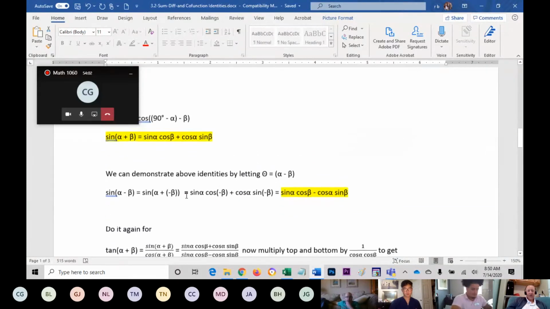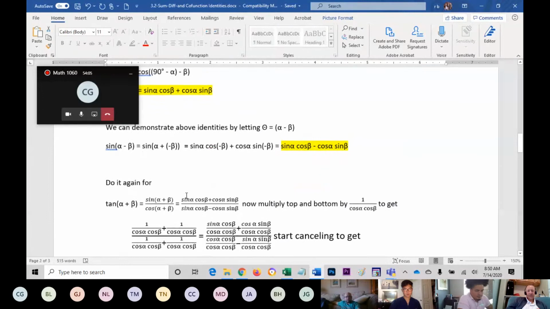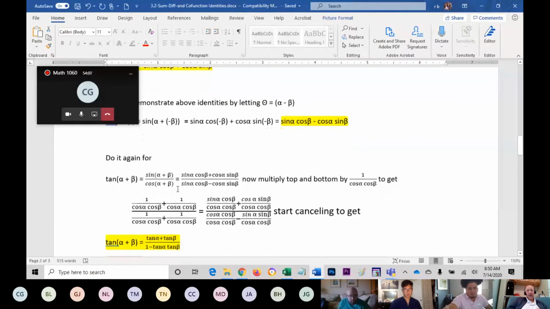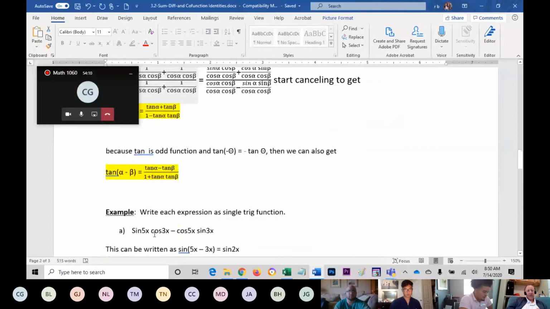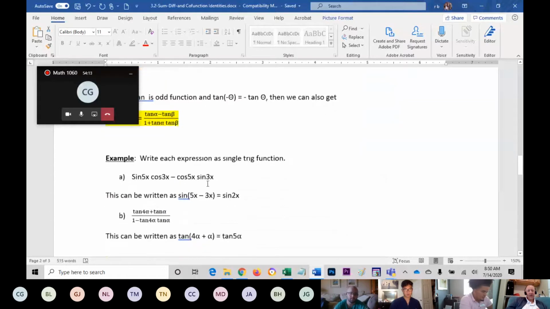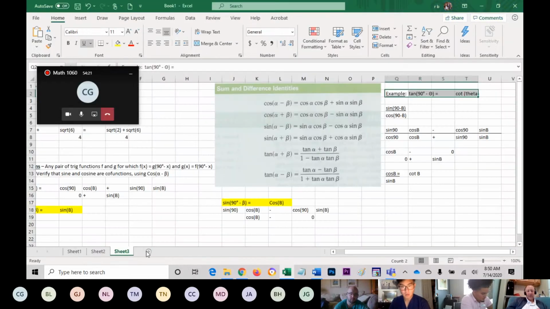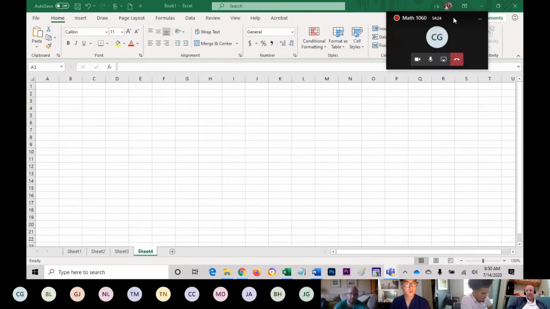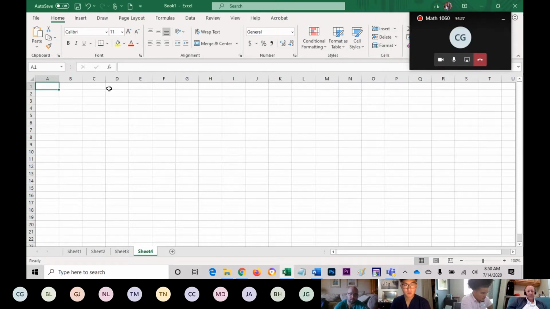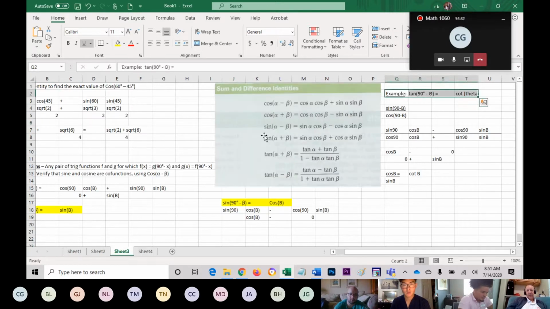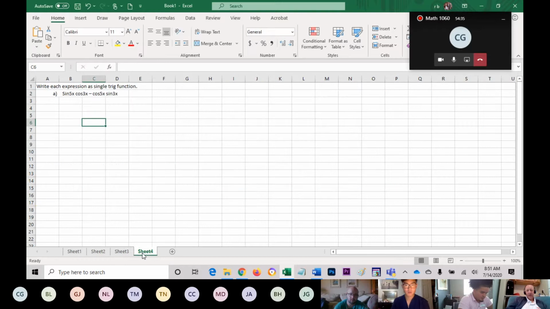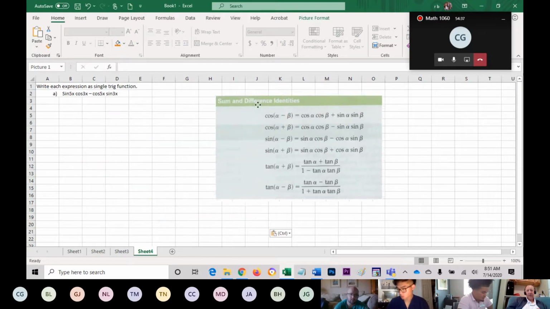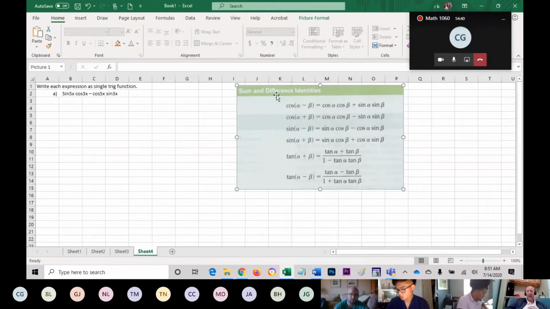All right, let's move on here. Maybe we'll do this if I have time. I want to make sure we get through everything. Now I'll open up a new sheet. We want to write each expression as a trig function. I'm going to copy this here so that we can still see it, because I know you don't have it memorized yet, but you'll have it memorized by tomorrow, right?